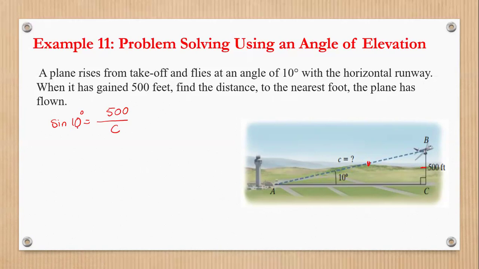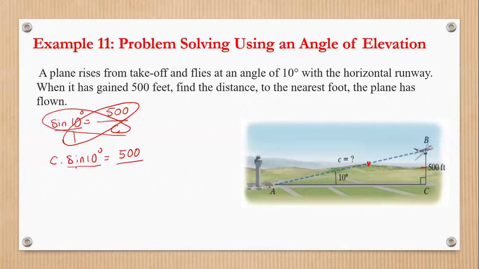And to find C, again, we are going to cross multiply. C times sine 10 degrees should equal 500 times 1, which is 500. And to find C, we need to divide both sides by sine 10 degrees. Which means C, or that distance, is equal to 500 divided by the sine of 10 degrees. So I'm going to use the calculator.